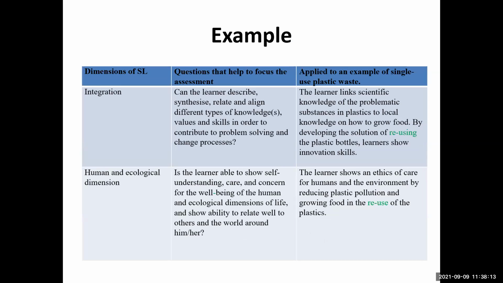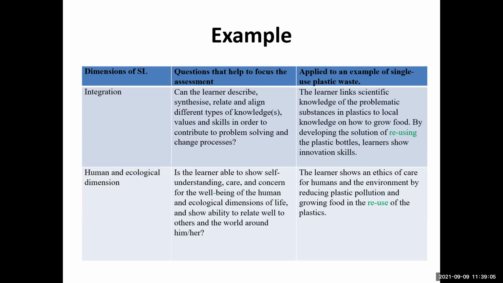And integration: the learner links scientific knowledge of the problematic substances in plastics to local knowledge on how to grow food. If he were to keep the plastics around them and grow food in those plastic pots, that would prevent them from going into the ocean, which will eventually poison the fish, that will eventually come back and affect them. So that is integration of knowledge, of knowing the water cycle, and knowing the breakdown of plastics and so on.